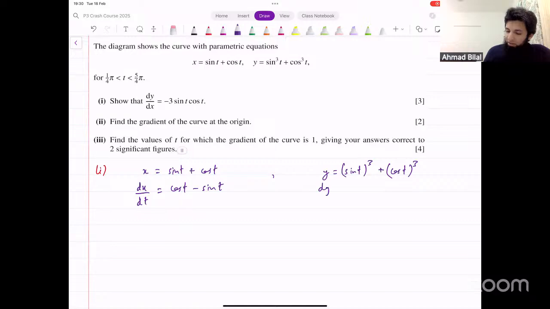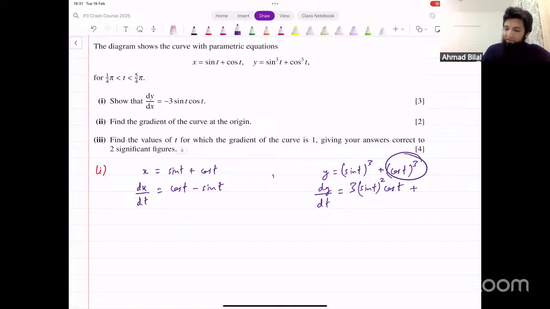What about the other derivative, dy over dt? This is a power function, right? So we have to use the power rule. We multiply by 3, subtract 1 from the power, so it becomes sine t whole power 2. Multiply by the derivative of the base. What's the derivative of sine?